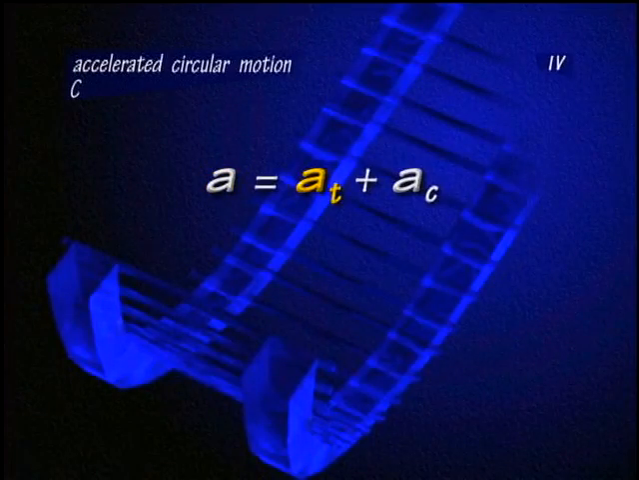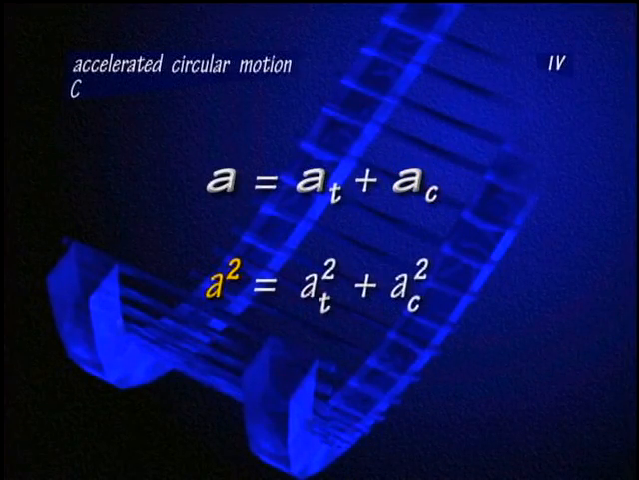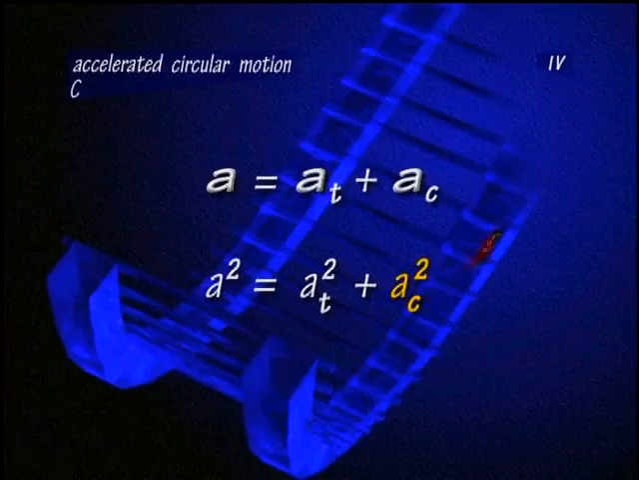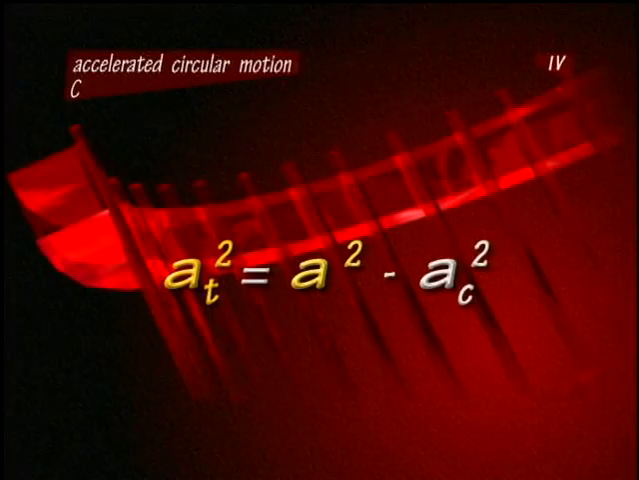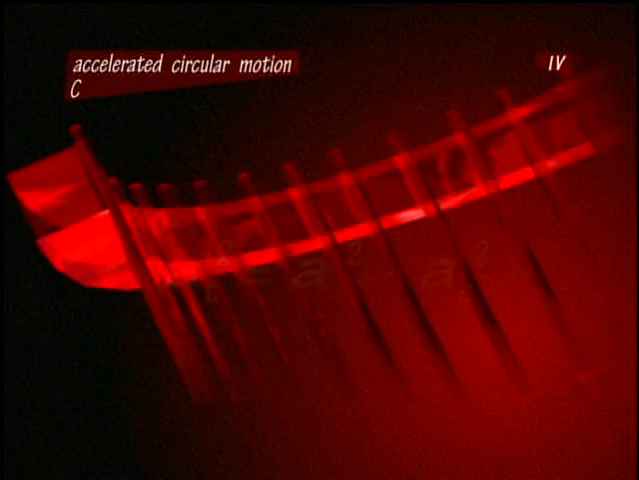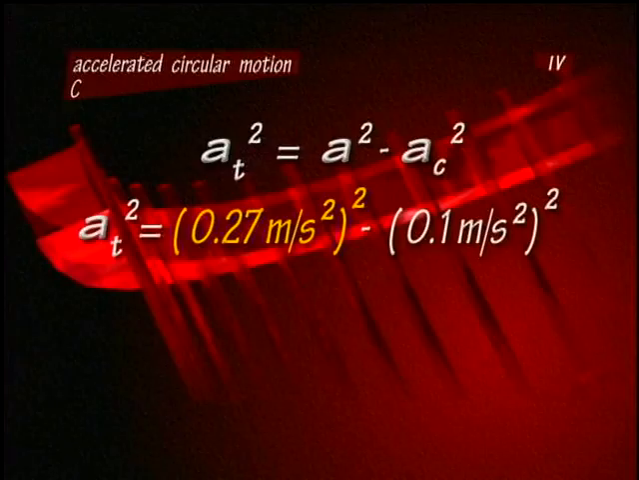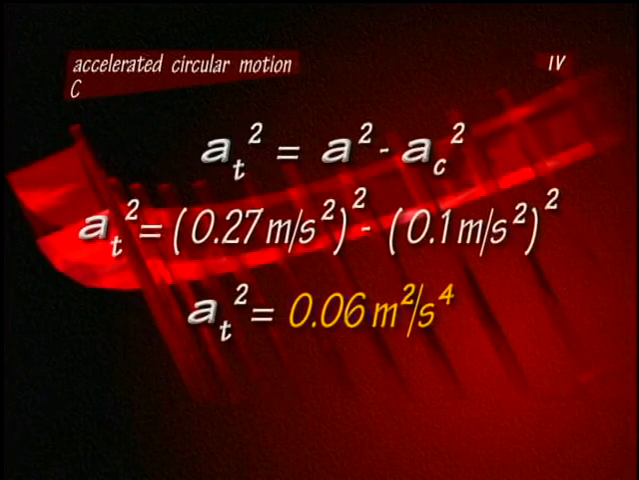Since vector A equals vector a sub t plus vector a sub c, the magnitude of A squared equals the magnitude of a sub t squared plus the magnitude of a sub c squared. Using algebra to isolate a sub t squared, we get a sub t squared equals A squared minus a sub c squared. Now we can plug and chug. a sub t squared equals 0.27 meters per second squared, quantity squared, minus 0.1 meters per second squared, quantity squared, which is 0.06 meters squared per second to the fourth.